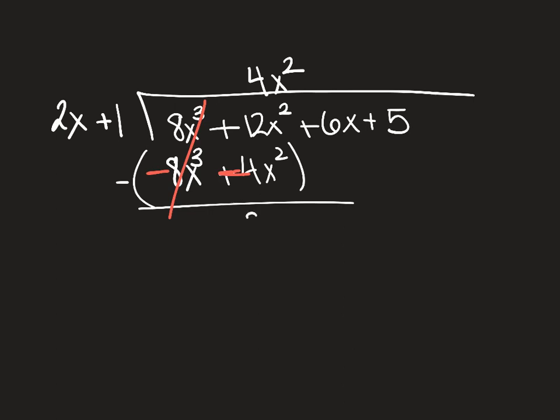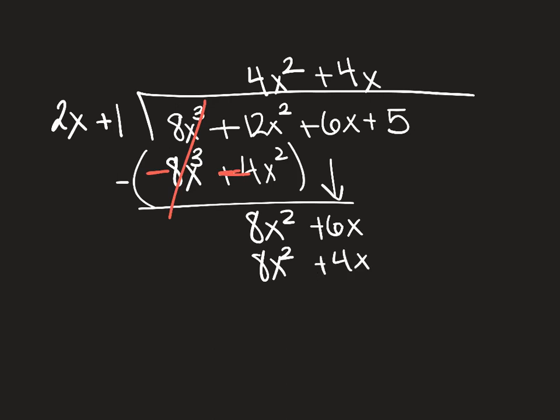12 minus 4 is 8x squared. Drop down your 6x. To make 2x become an 8x squared, 2 times something makes 8, that's a 4. And x times x makes my x squared. 4x times 2x makes an 8x squared, and then 4x times 1 is a 4x. Subtract your entire thing.